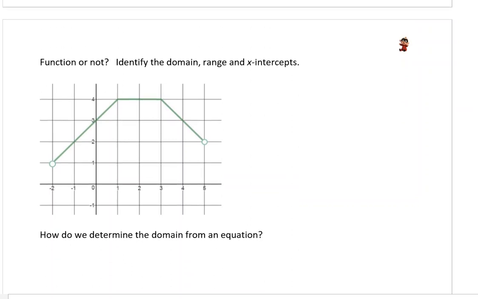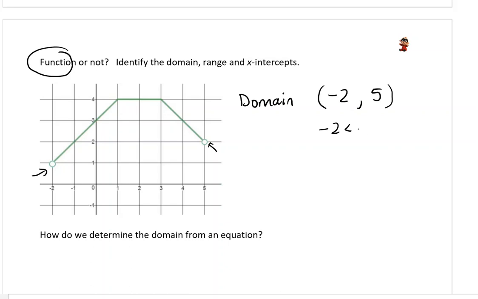Let's take a look at this one together. So, function or not? This one is a function. Our domain is from -2 to 5. But notice at the endpoints here, I have these open circles. So I want to use the parentheses on those, or I can say -2 is less than x is less than 5. Either one of those notations.